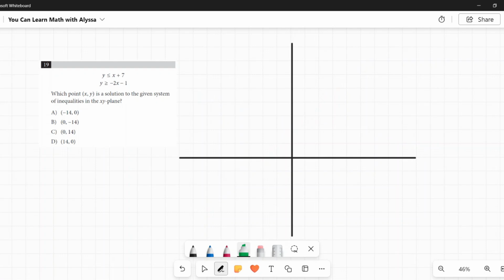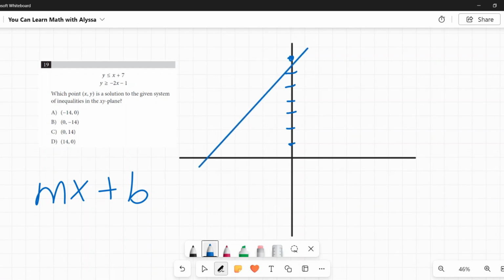So first, y is less than or equal to x plus 7. We're going to graph this just like a regular line at first, and then we're going to deal with the shading. So x plus 7. We're doing things in that y equals mx plus b format. B is the y-intercept, m is the slope. So here, 7 is my y-intercept. 1, 2, 3, 4, 5, 6, 7. And my slope is 1. So up 1, over 1, down 1, over 1.